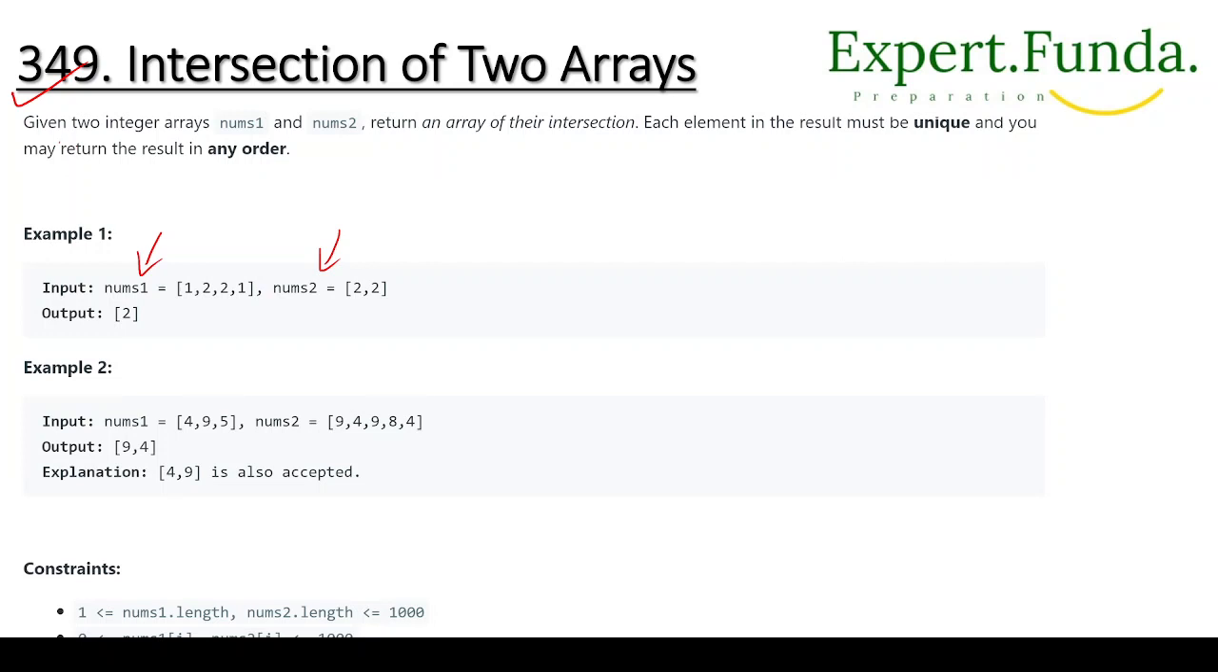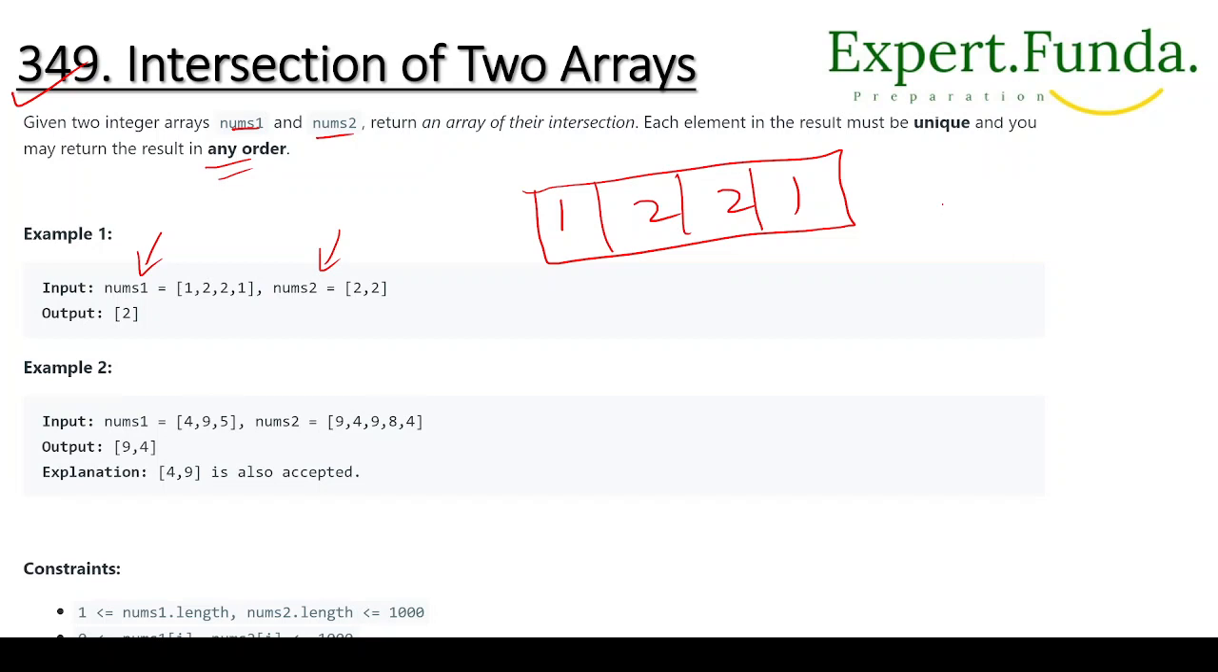So let's read the statement. Given two integer arrays nums1 and nums2, return an array of their intersection. Each element in the result must be unique and you may return the result in any order. So what we have to understand here is, there is 1 2 2 1 given in the array, let's suppose that is array 1, and another is 2 2, which is array 2.